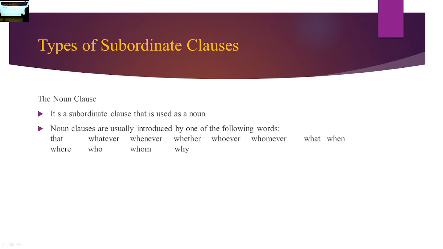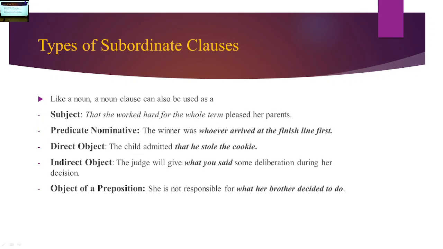The noun clause, which is the third type of subordinate clauses, is a subordinate clause that is used as a noun. Noun clauses are usually introduced by one of the following words like that, whatever, whenever, whomever, whether, whoever, what, when, where, who, whom, and why. Now, because it's a noun clause, you should note that it can be used as a subject, as a predicate nominative, as a direct object, indirect object, and object of preposition.